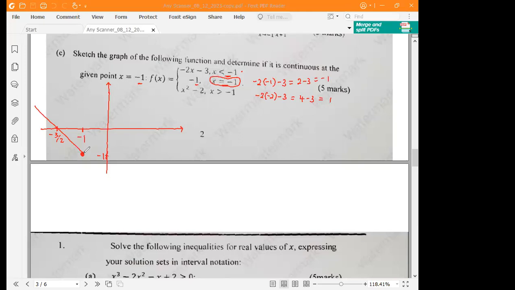Now, when x is bigger than -1, you substitute in here. By substituting -1, you get (-1) squared minus 3. That would be 1 minus 2, which is -1. So you can start from there. And then when x is 0, you get -2. So we'll have a curve. That's a quadratic.